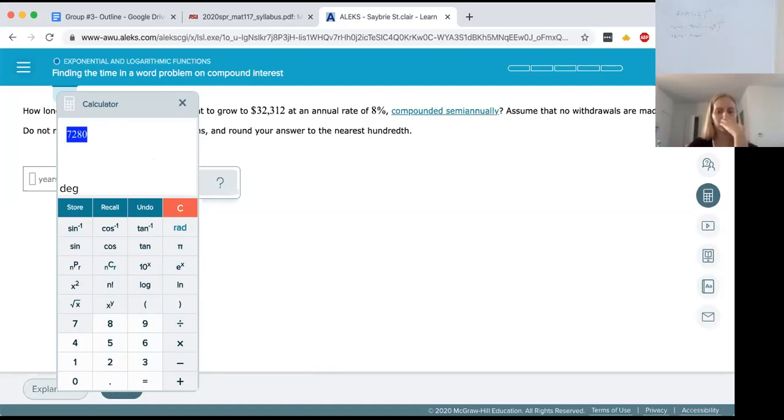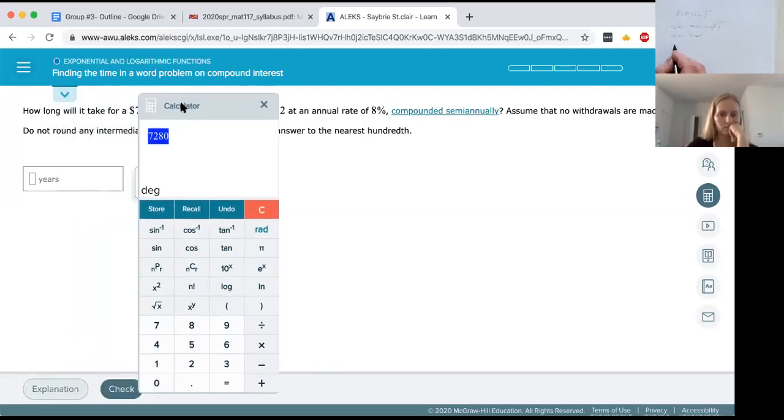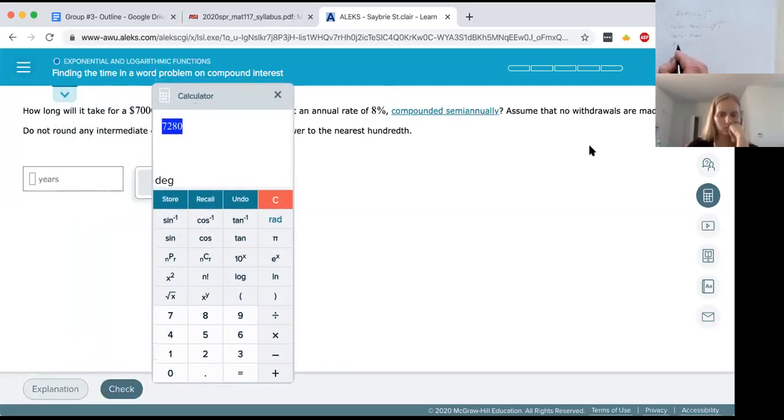You got that? Yeah. So my final part I'm going to start to solve is 32312 equals 7280 to the 2t power. Can you see that? And then that's where I'm going to make it into a log. If you want, whatever you want me to do, slow down, speed up, whatever. Okay. So that turns into log 32312 equals log 7280 to the 2t power.